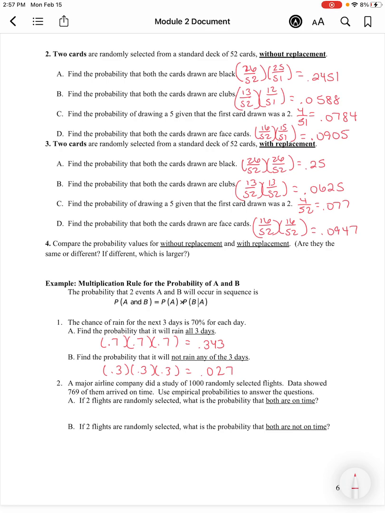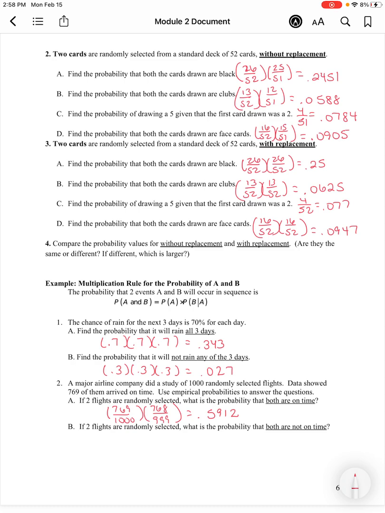A major airline company did a study of 1,000 randomly selected flights. Data showed 760 of them arrived on time. If 2 flights are randomly selected, what's the probability that both are on time? So that would be 769 out of 1,000 times 768 out of 999, because I took one of the flights out. So that would be like without replacement on the cards, and that's 0.5912.